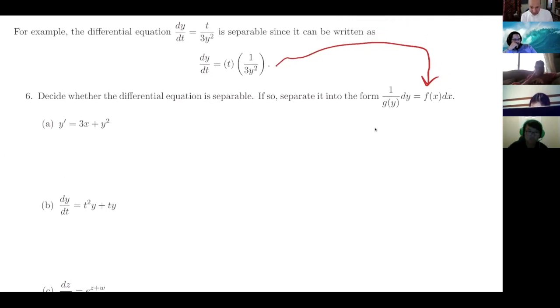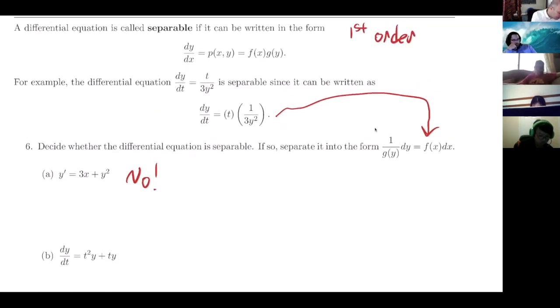For those that said not separable, why is this not separable? What's the problem? I said it wasn't separable because they aren't multiplied together. That's right. If you had a y multiplied by the 3x, you could potentially separate out your y, but you can't separate it out as it is. Look up top, we should have f of x times g of y. We have f of x plus g of y.